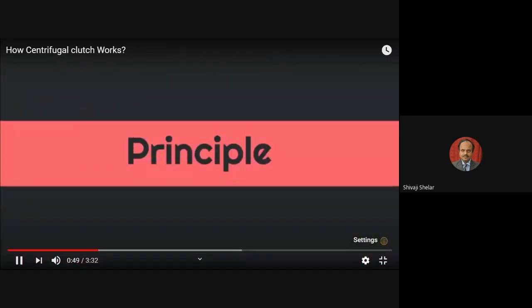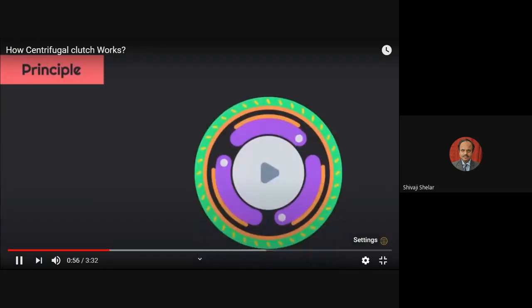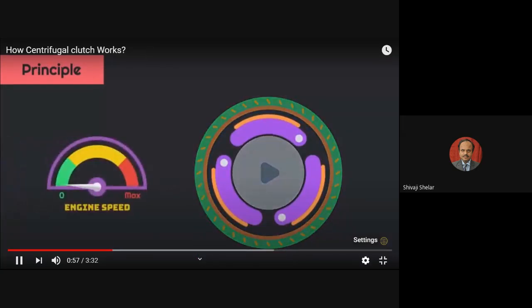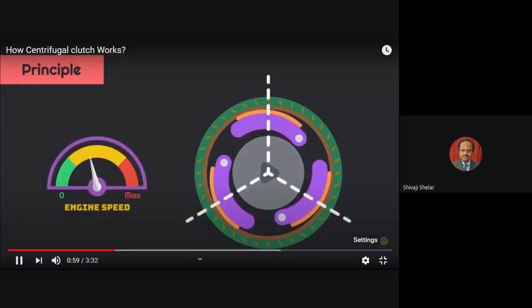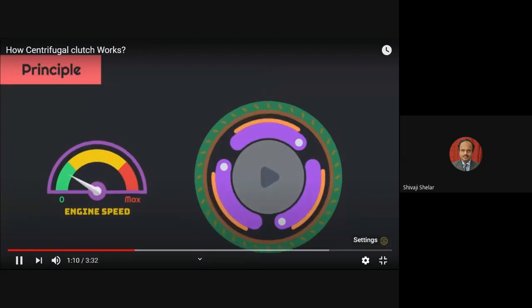Centrifugal clutch works on the principle of centrifugal force, which means when engine speed reaches a specific RPM, it generates enough centrifugal force inside the clutch, which results in clutch engagement, and it transmits the engine power. At lower speed, it disconnects itself to stop power transmission.